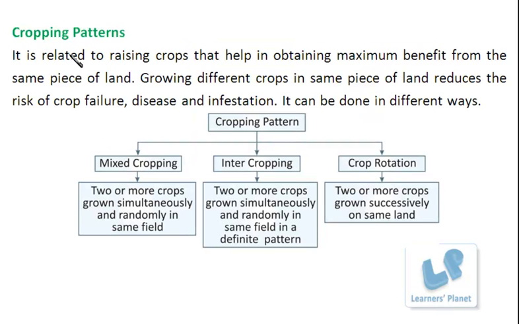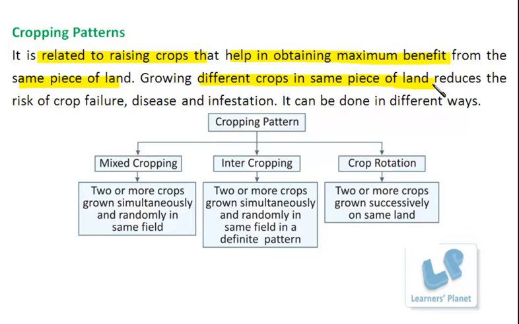So this third practice which is followed in crop production management is the cropping pattern. Well, this cropping pattern is related to the raising of crops which can help in obtaining the maximum benefit from the same piece of land. That means there is a same piece of land, a land area over which the crops are grown, and different types of crops are grown in the same piece of land.